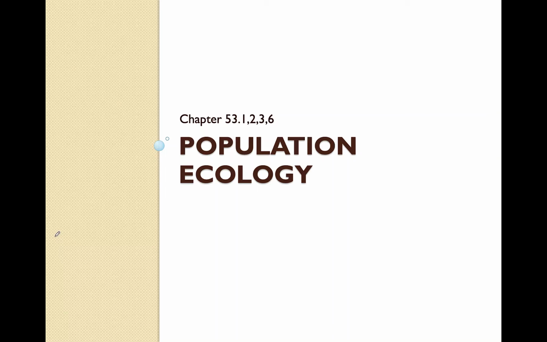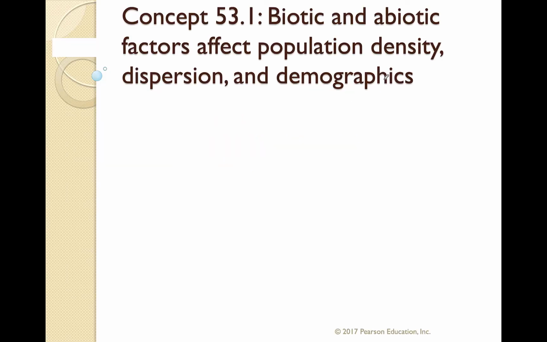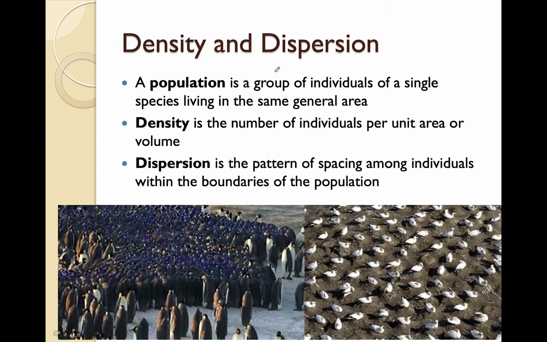So for chapter 53, unlike the other chapters, we're not going to cover every single section in that chapter. This chapter is only going to cover sections 1, 2, 3, and 6. Numbers 4 and 5 are not going to be on your exam. The first section of chapter 53 is going to look at population density and dispersion and demographics.